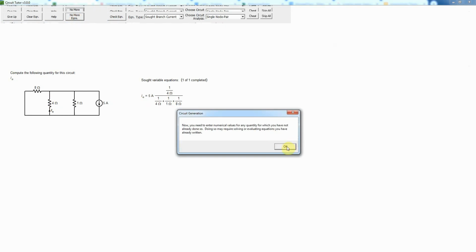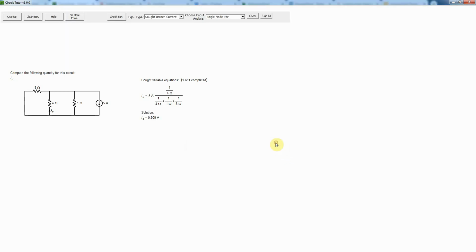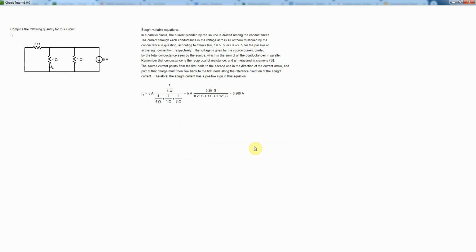And that's all the equations I need. So now it just asks me to enter the numerical value, so I would have to compute that using my calculator. And that would actually work out to be 0.909 amperes. So I check that, and that is correct. And once again, I can see a detailed explanation. If I like, it's going to show me how to do it in terms of the different types of things, which is good to become familiar with. So it would probably be helpful to read that.